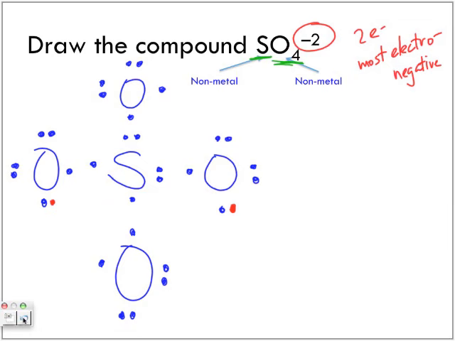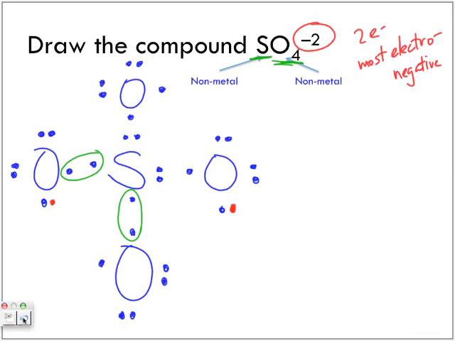Which means now what I'm going to do is pair the oxygens with the sulfurs that have not been paired up. So I'm going to bond this pair. I'm going to bond this. And now I'm stuck.